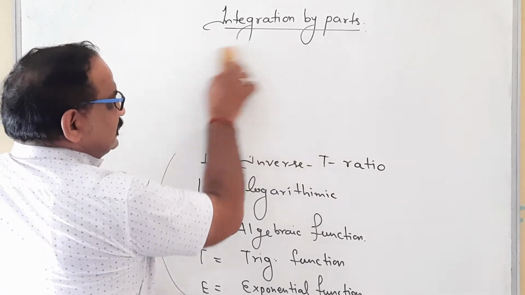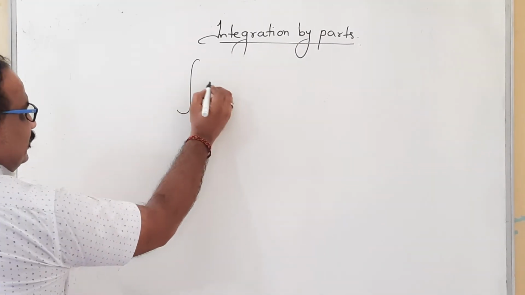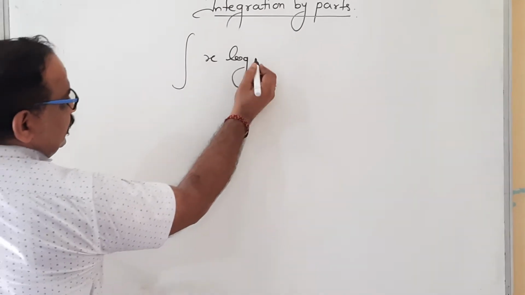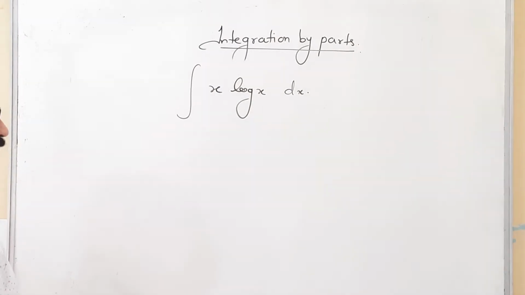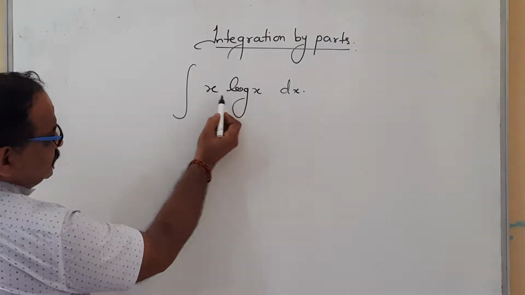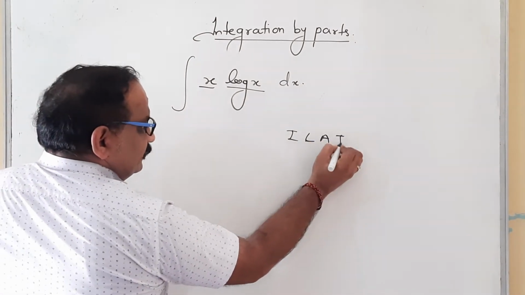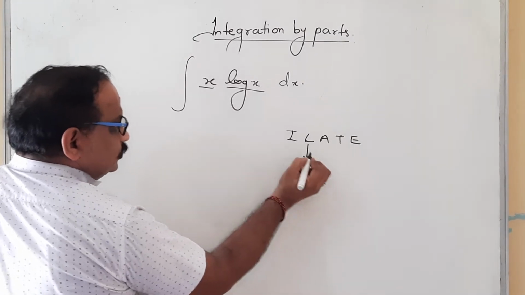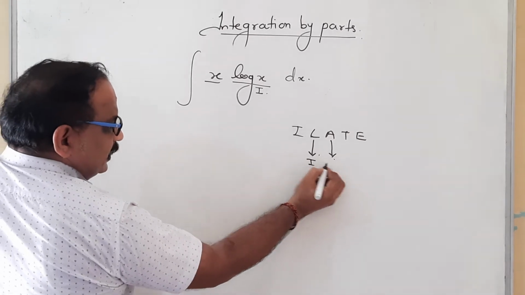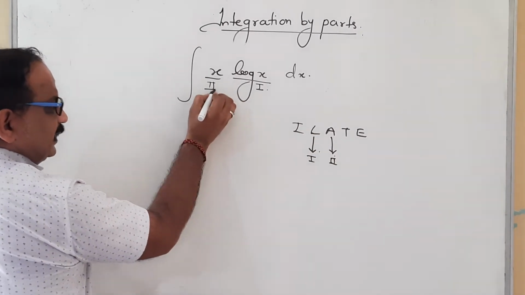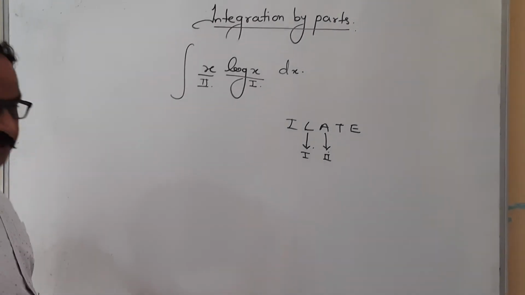Now we should consider some examples to clarify this method. Say an example here: integral of x log x dx. That is the very first function we have. So we have to find out, it has a log function and an algebraic function. According to ILATE, L comes first, so it should be first, and algebraic comes second, so it should be second. So that function should be treated as second. Before starting the question, we have to decide which function should be first and which function should be second.